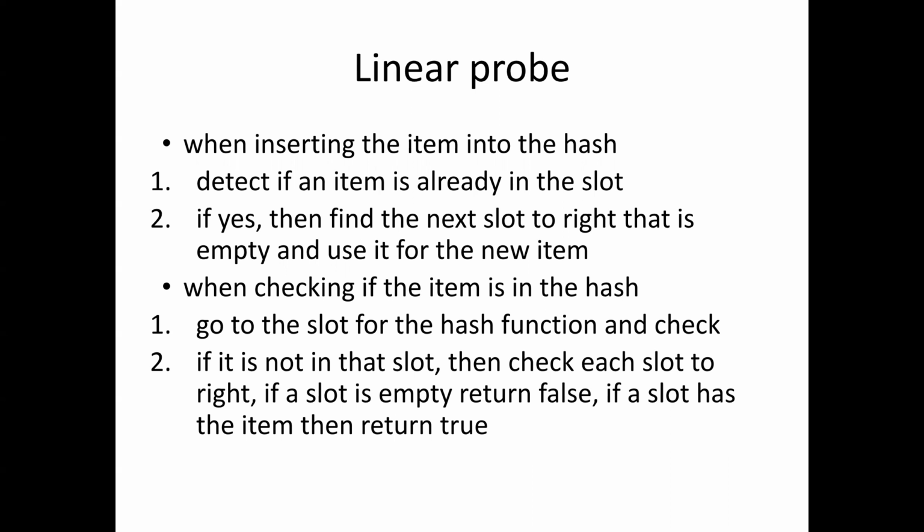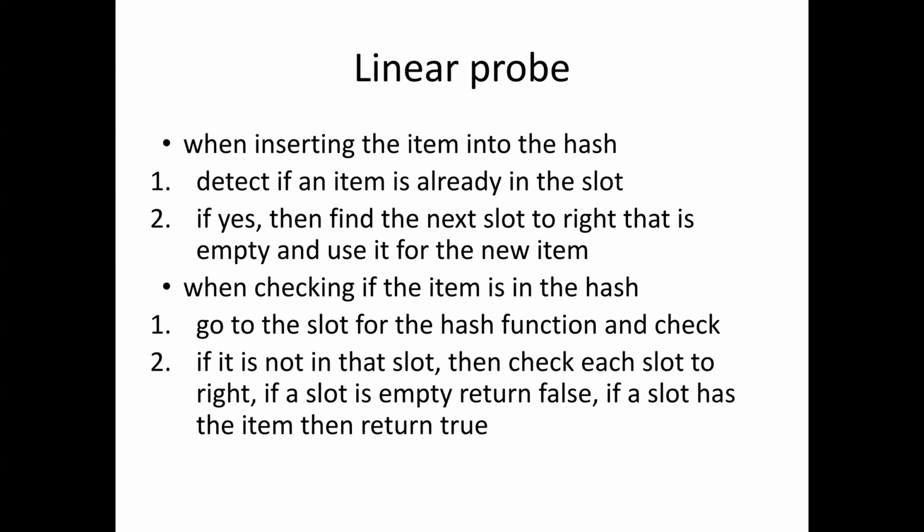Now, that's how you insert it. When you want to find a value in the hash table, first of all, you hash it, right? You go to the slot and you find, oh, there's something already there and it's not what I want. Now, are you giving up? No. If it's not the slot, then continue to check each slot to the right. If a slot is empty, then return false. Otherwise, if the slot has the item, return true.